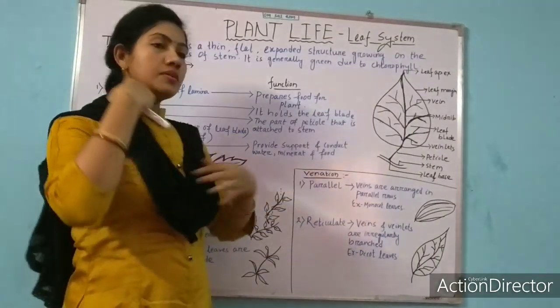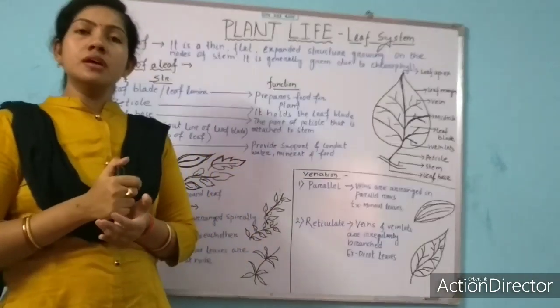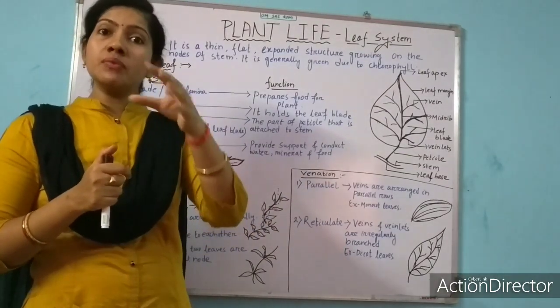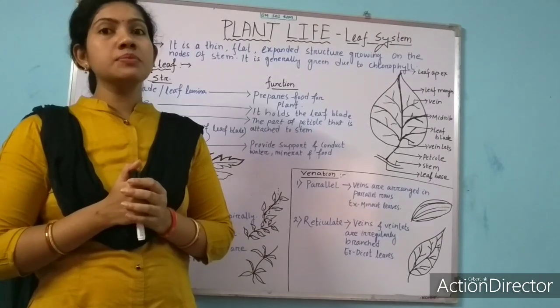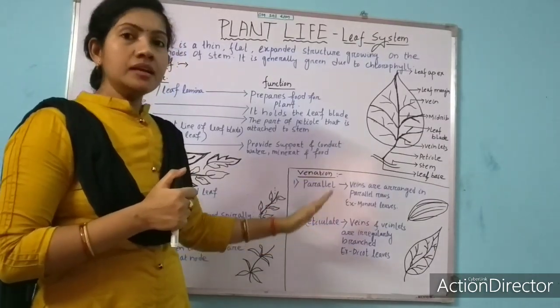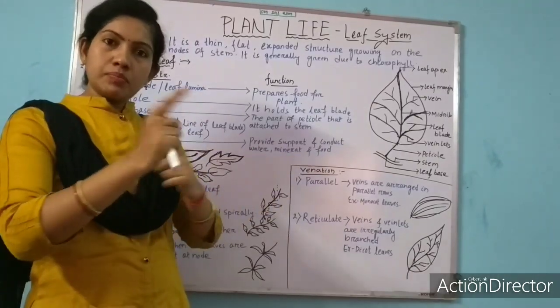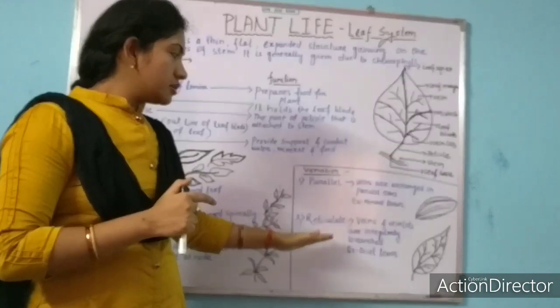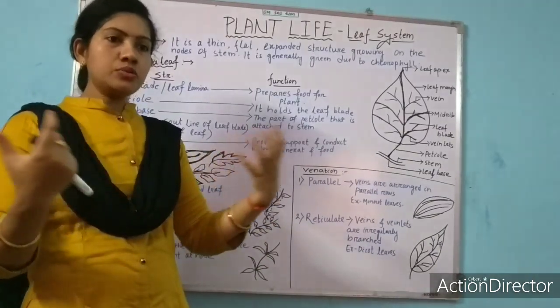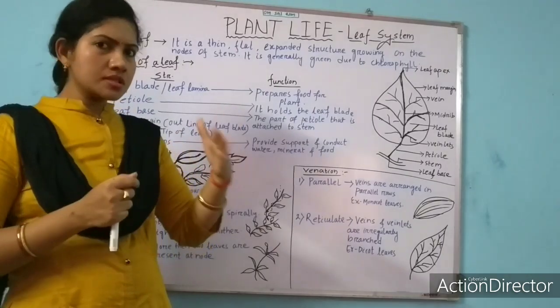So if you look at the venation of a leaf, there are two types of venation. Venation means arrangement of veins. Parallel venation and reticulate venation. Parallel venation means parallel rows of veins. Reticulate venation means a network of veins and veinlets on the leaflets. So this is our today's topic.